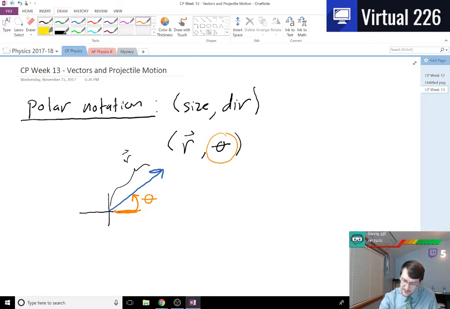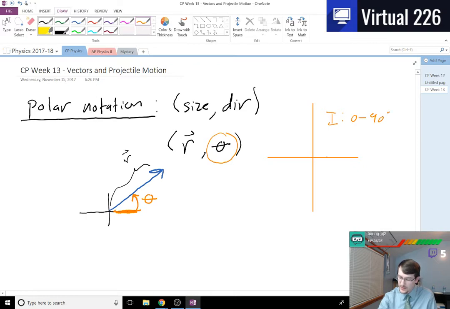And because of this, we know that through this first quadrant, we have values of 0 to 90 degrees, because this is the 0 degree mark and this is 90 degrees. Through here into quadrant 2, we're going to have anything between 90 degrees and 180 degrees. In quadrant 3, we're going to be between 180 and 270. And then through quadrant 4, we are 270 and then complete the circle at 360.